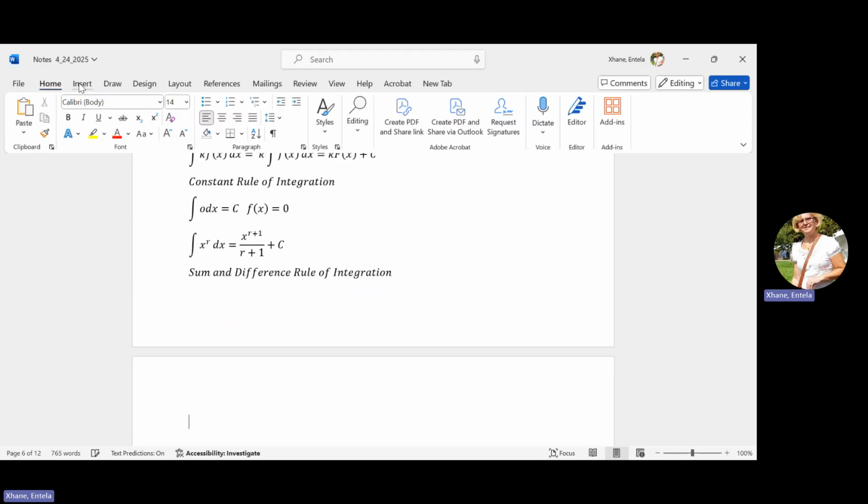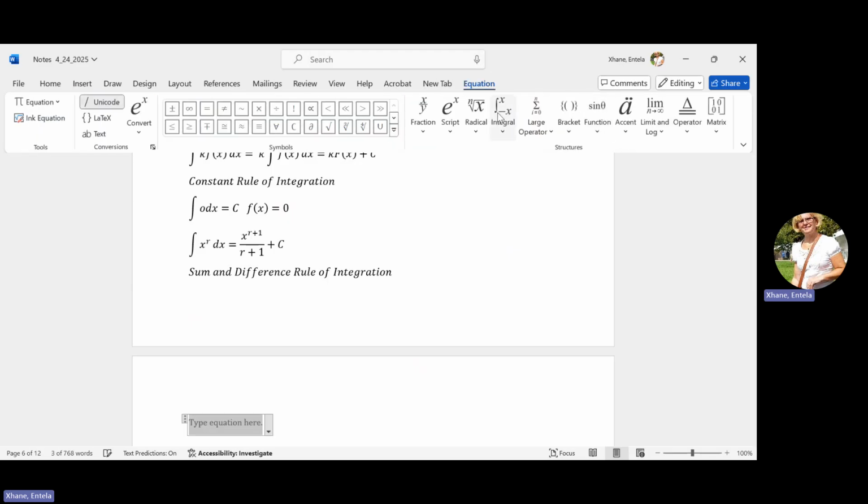So what the rule is saying, anytime you have the sum or the difference of two functions and you're integrating them, so you have an f of x plus the g of x, and you're integrating them, that can be separated into the sum of the integral of f of x dx plus the integral of g of x dx. Notice that anytime I write the integration, I make sure that I include the variable of integration.